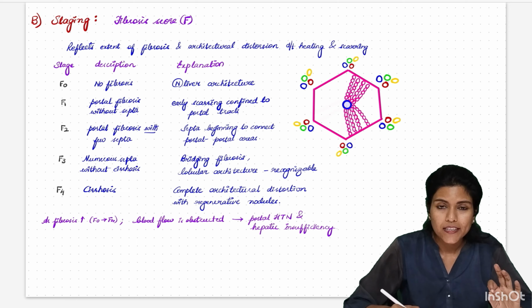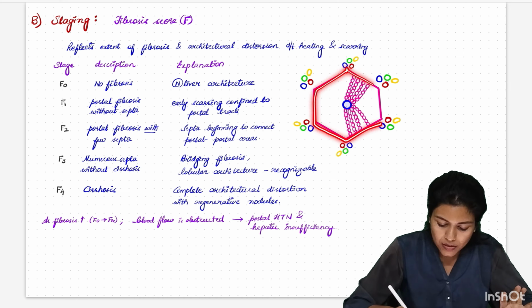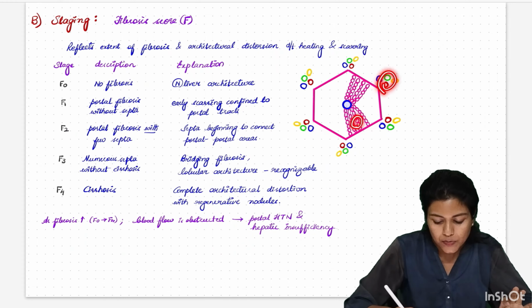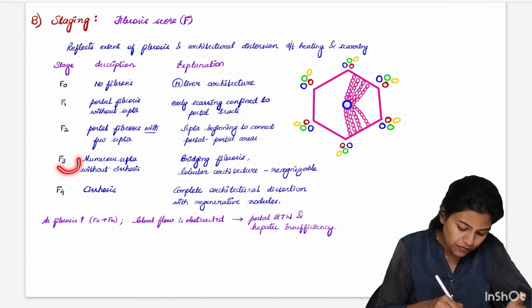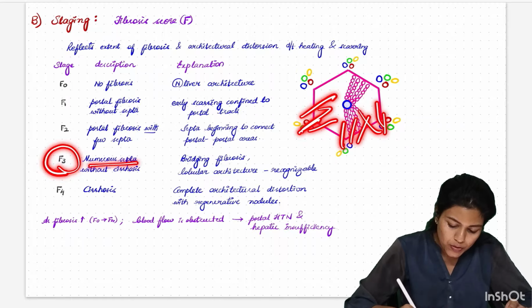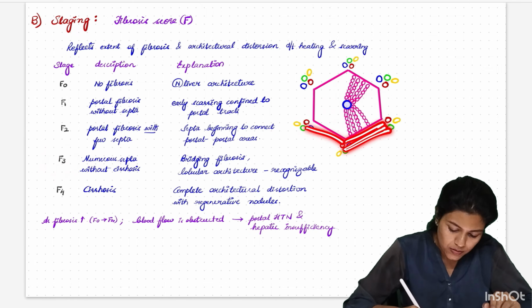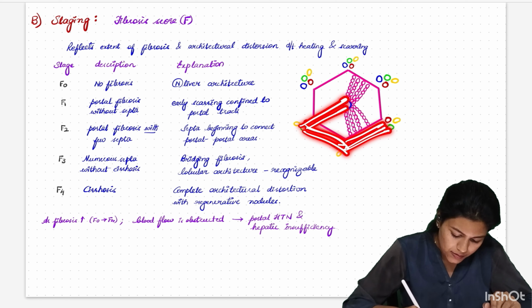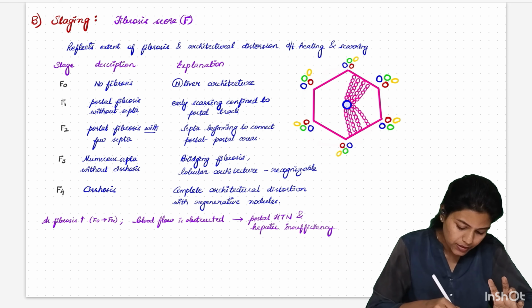The lobular architecture will still be recognizable. You can still recognize these hexagonal structures with hepatocytes and portal tracts. It can still be recognizable in this stage of F3. There are numerous septa given out without cirrhosis. That means it is a bridging fibrosis between portal-portal or portal-central. The lobular architecture is still recognizable in F3.